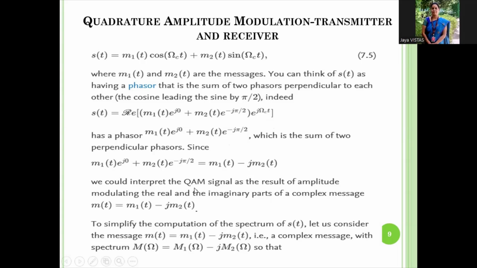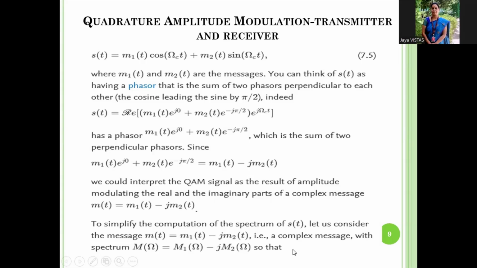So we can interpret a QAM signal as a result of amplitude modulating the real and the imaginary part of complex signals. So m(t) is equal to m1(t) minus j m2(t). To simplify the computation of the spectrum of s(t), we can consider the complex message m(t) equal to m1(t) minus j m2(t), with the spectrum M(omega) equal to M1(omega) minus j M2(omega).